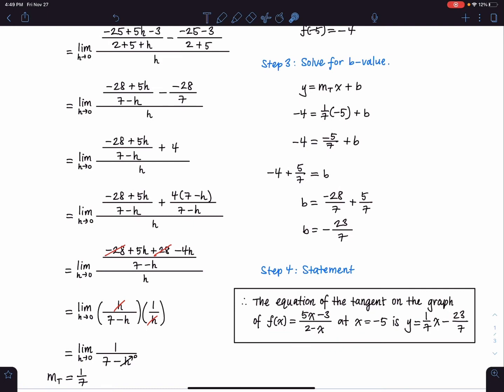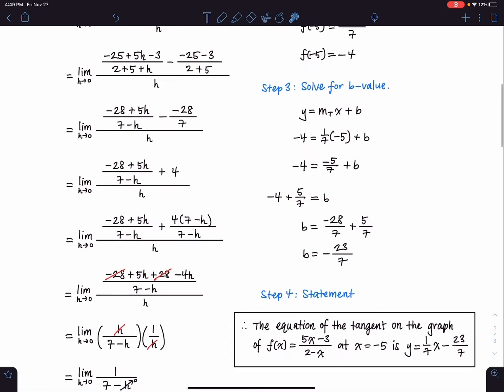So our third step is to solve for b, the b value in the equation of the tangent. We get this equation from the same equation for a linear function from grade 9 math, y equals mx plus b. But the only difference here is that your slope value, your m, is the slope of the tangent, mt. So we take our minus 4 that we found earlier from the function and sub that into y. And we do so for the slope of the tangent as well. So that would be 1 over 7. We sub in our x value given in the question, minus 5 again, and we're isolating for b.